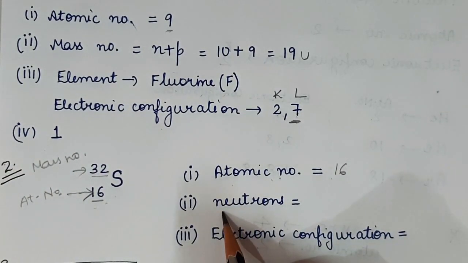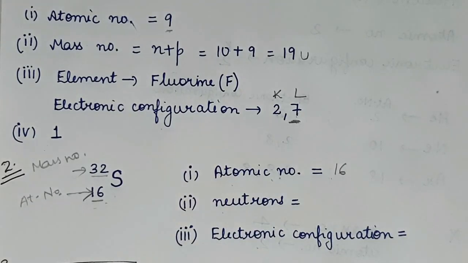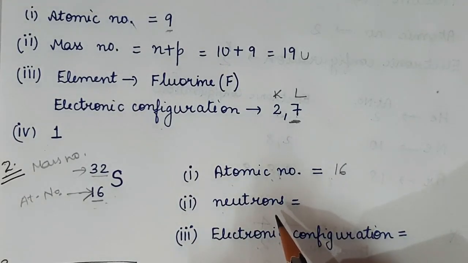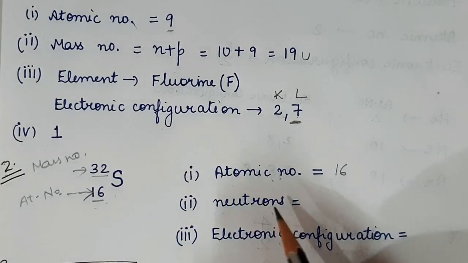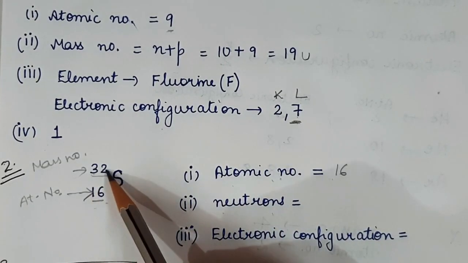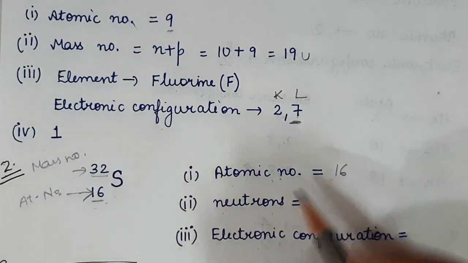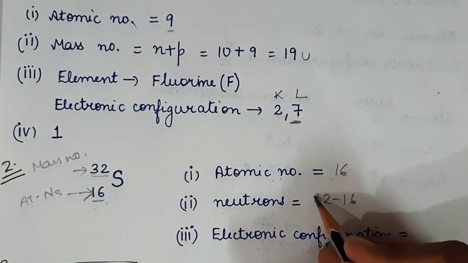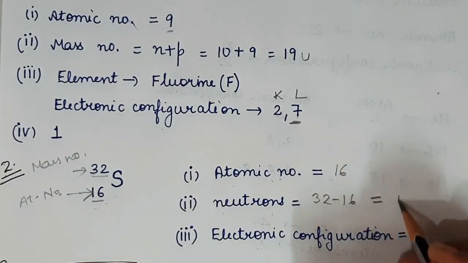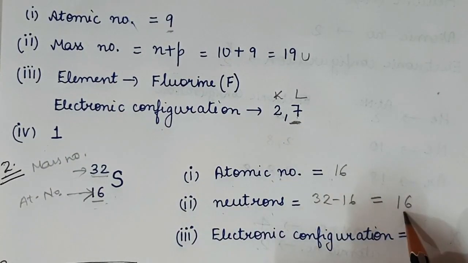Now second part is, find the number of neutrons in the nucleus of an atom of sulfur. So you have to calculate number of neutrons. What is the formula to calculate number of neutrons? Mass number minus atomic number. So what is mass number? 32. What is atomic number? 16. So 32 minus 16. That will be 16. So the neutrons are 16.